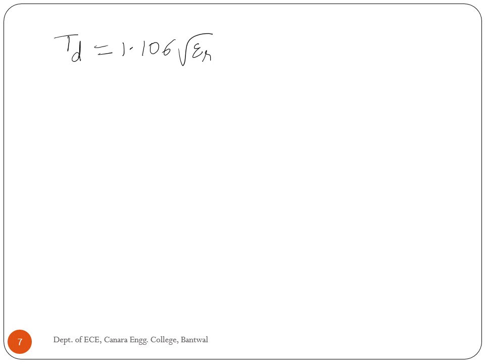The effective relative dielectric constant of a microstrip line can be related to the relative dielectric constant of the board material. Therefore, the effective relative dielectric constant for a microstrip line is equal to 0.475 multiplied with the relative dielectric constant of the board material plus 0.67.